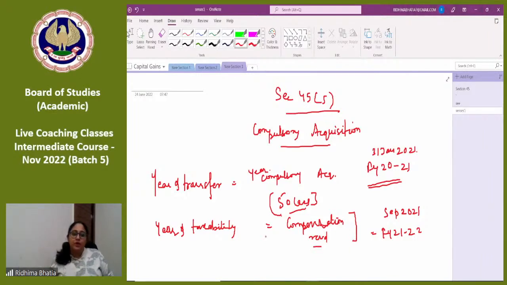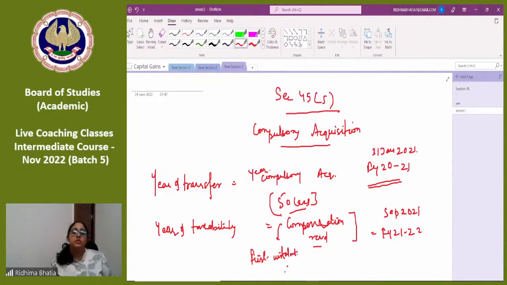Now your question will come, ma'am, if we are receiving the compensation in installments, then in which year will the taxability happen if the compensation is received in 2 different years? Will it be proportionate? The answer is no. The year of taxability would be when the first compensation is received, or the first installment of compensation is received.